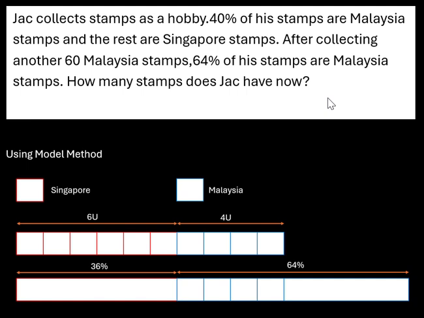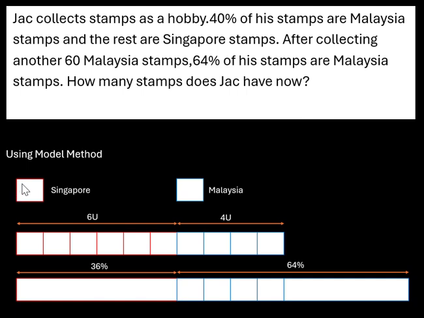Okay, so in this video, I'm going to show two methods of solving the same problem, depending on how comfortable your child is using the model method or using the ratio method. I will start off with the model method, which I believe they will learn first.